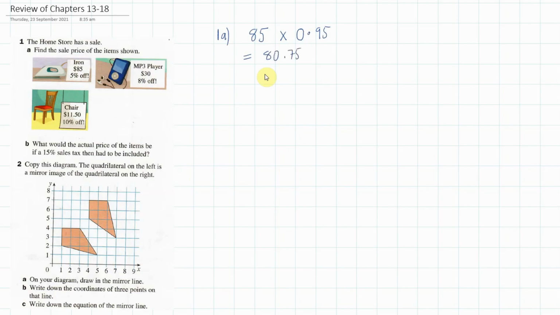$80.75. Well, it's better than a kick in the teeth, isn't it, really? Okay, now you're going to do the same kind of thing. With this one, you're going to be multiplying by 92%, and this one by 90%.